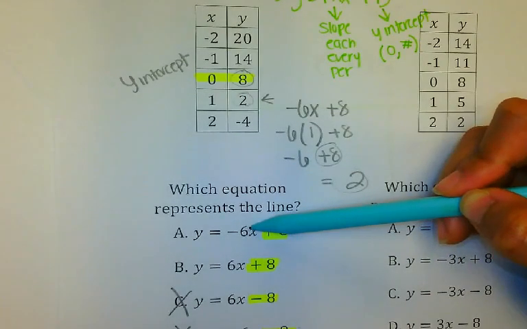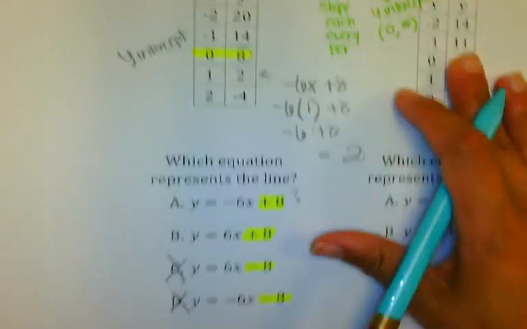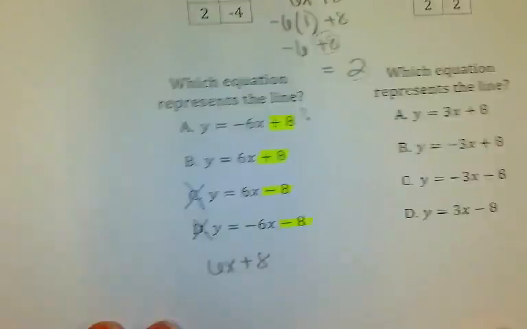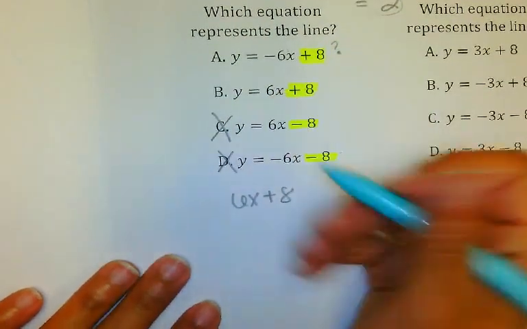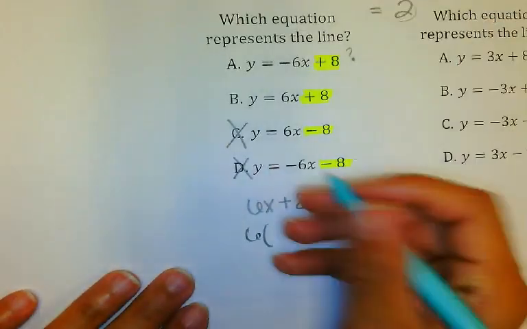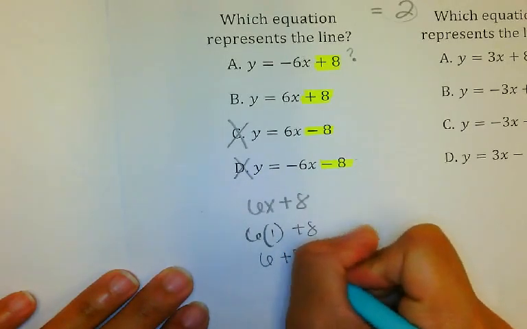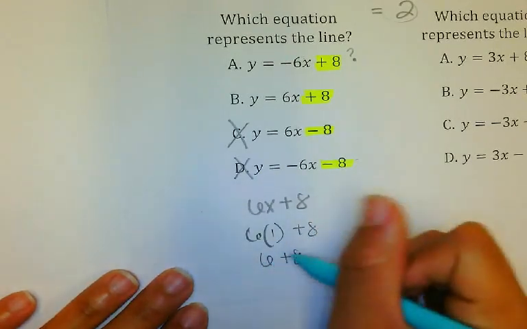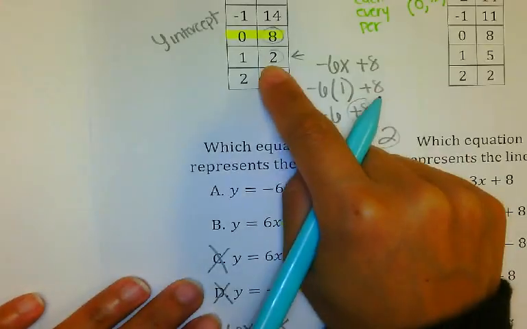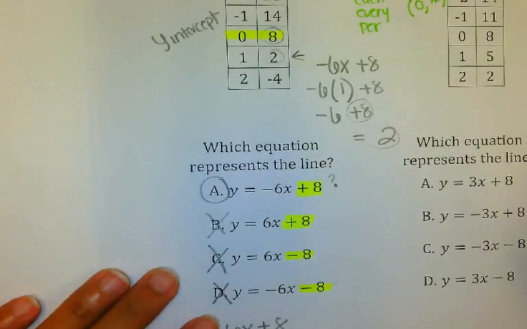If it does work, that means I have to find another point to see which one it's going to be, okay? So we're going to try this one. We get 6x plus 8, because that's what we're picking. Now I'm going to use the same x, which is 1. That's the one I picked. 6 times 1 is 6, plus 8. Okay? 6 plus 8 gives me 14. That is not the 2 that I need. So that means this one's not it either, and A is my answer.